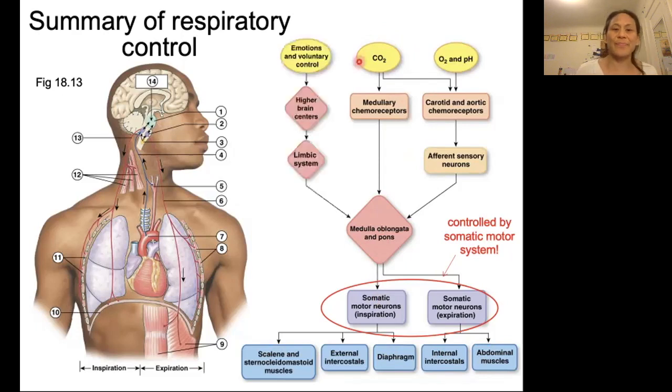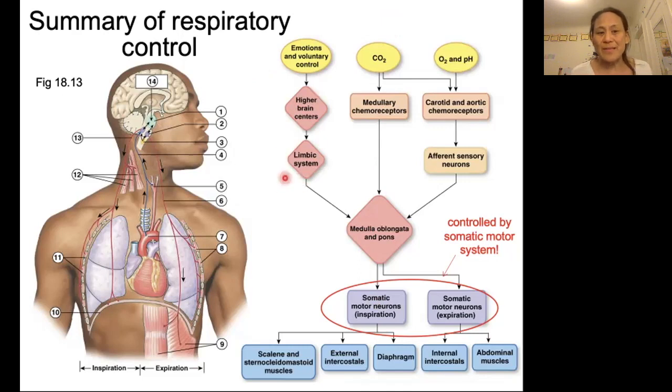Finally, last thing is I want to remind you, because our ventilation patterns are controlled by voluntary muscle, we can have some control over this. So we can basically override these reflexive responses by commanding ourselves to breathe more deeply or to stop breathing or to breathe more shallow.